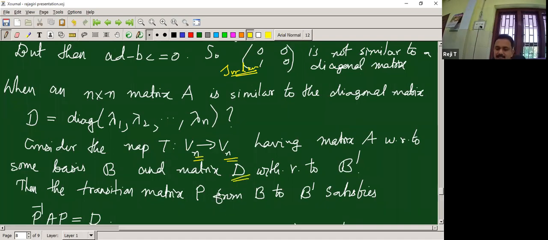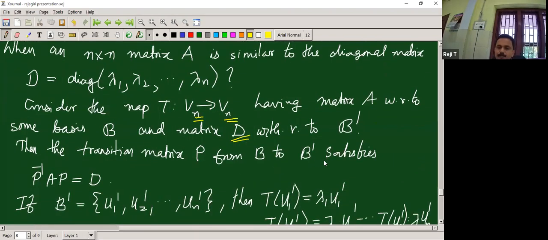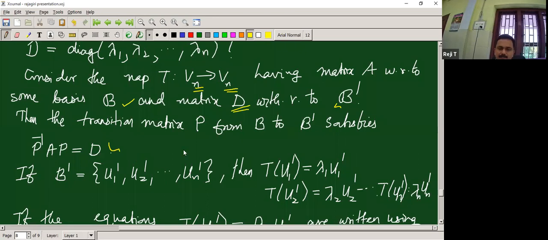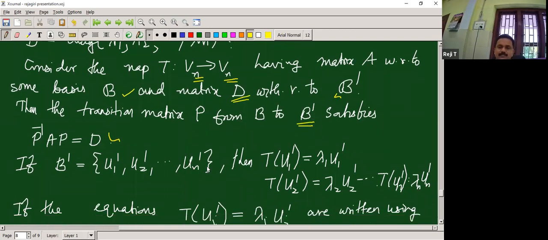Then the transition matrix P from B to B dash satisfies the following. We have seen that if T is a map on an n-dimensional vector space represented by B and B dash, then they are connected by this relation, P inverse AP. Suppose there exists a matrix D, then P inverse AP should be equal to D. So you take B dash. The question is whether we can find a B dash such that P inverse AP is equal to D, a diagonal matrix. So you take B dash equal to U1 dash, U2 dash, etc., Un dash.